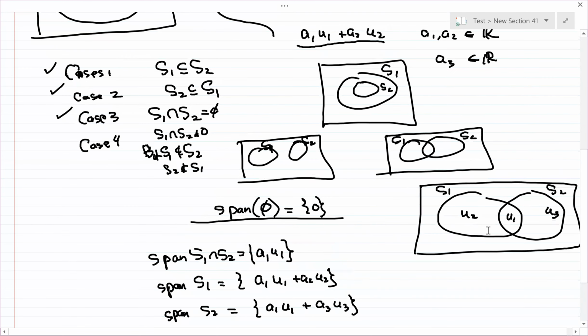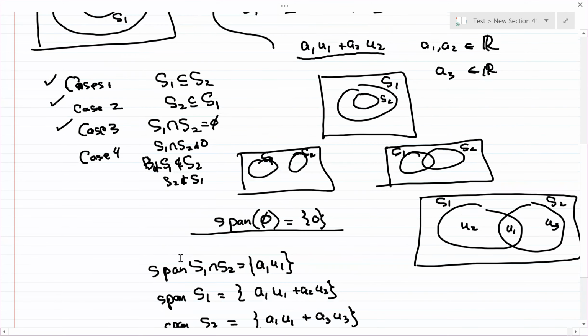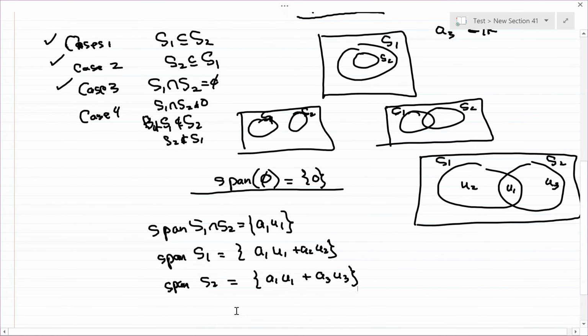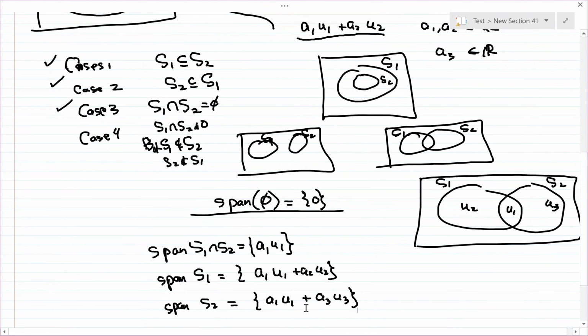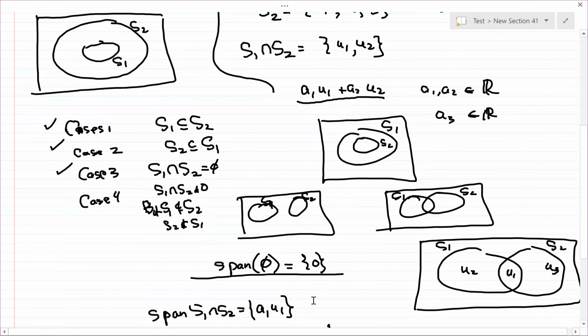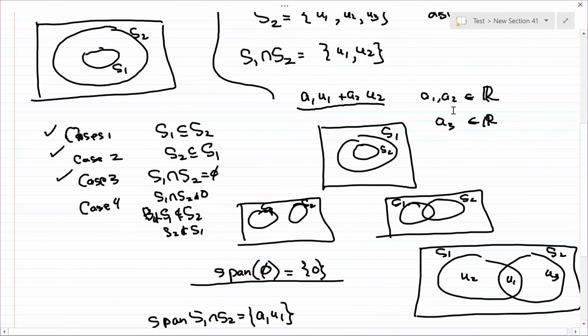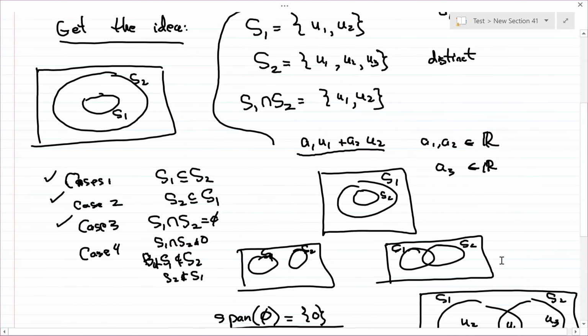And now what are we trying to show? We're trying to show that anything in here is in both here and here. But that's pretty clear, because anything in here can be achieved from this one just by picking A2 to be 0. And then you have A1 U1. And anything in here you can recover by picking A3 to be 0. So it looks pretty clear in this example that anything in this guy will also be in both of these. And that means they're in the intersection. Okay, so that's the idea.